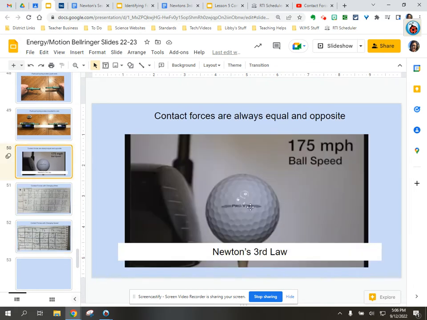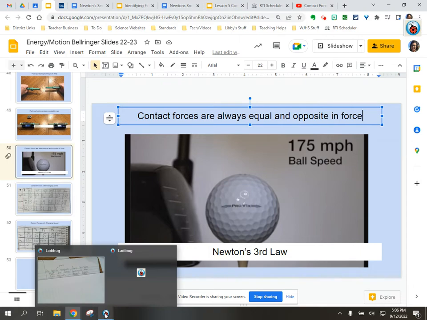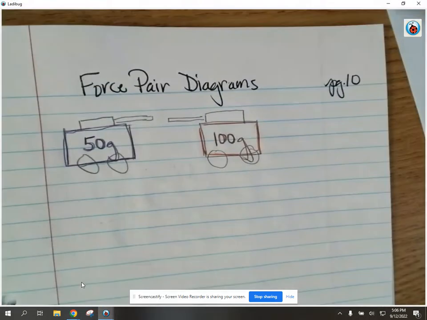Okay, so even though it's very hard to get your mind around, Newton's third law states that when objects are in contact, the forces are always equal and opposite. I'll go ahead and add in force. So we went on to learn how to draw force pair diagrams today, because we always want to be able to model what we're learning.